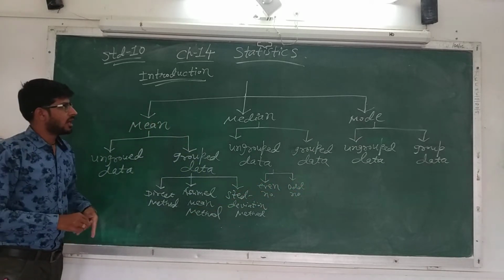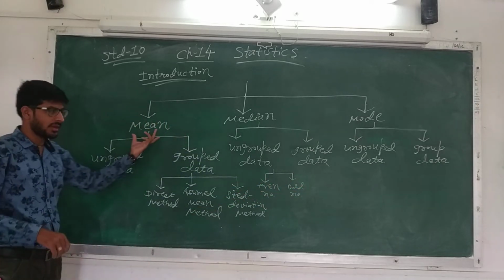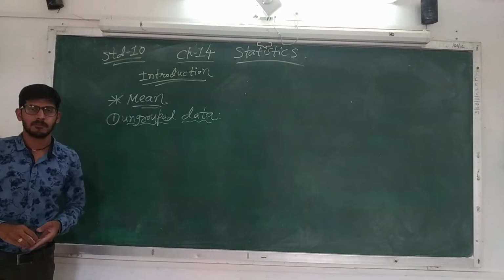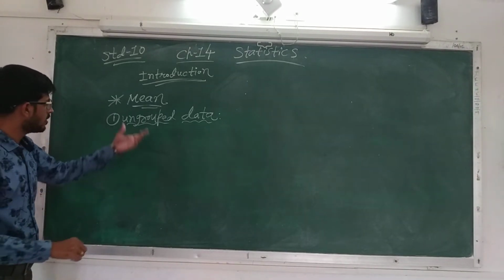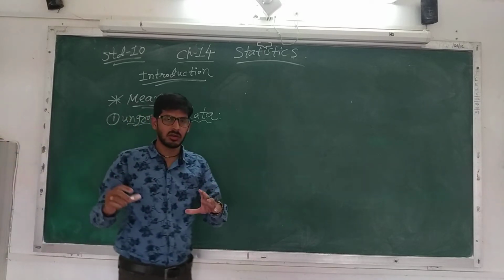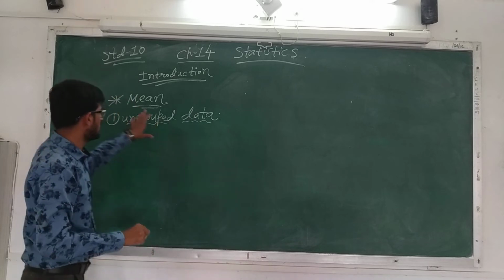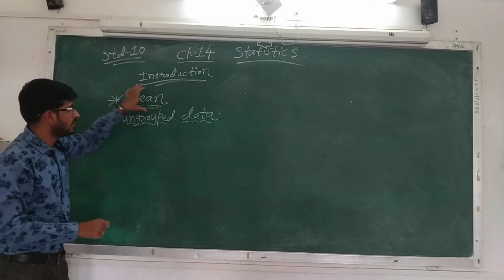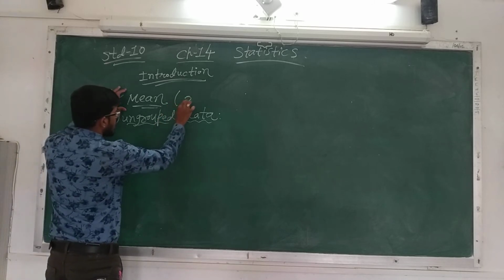Okay. Now we will start from mean. First is ungrouped data. We have to study only formulas right now. First of all, we discuss the symbol of mean. It is denoted by x bar.